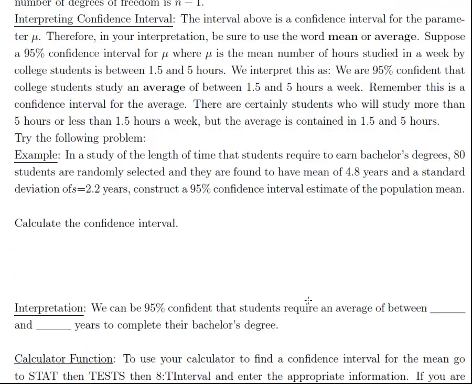All right, and so interpreting a confidence interval, we do that the same way as for proportion, but we want to make sure we include the word mean or average in our interpretation, because now we're trying to estimate a mean or average. So here's an example. We are 95% confident that college students study on average between 1.5 and 5 hours a week. So you definitely want the word average in your interpretation.